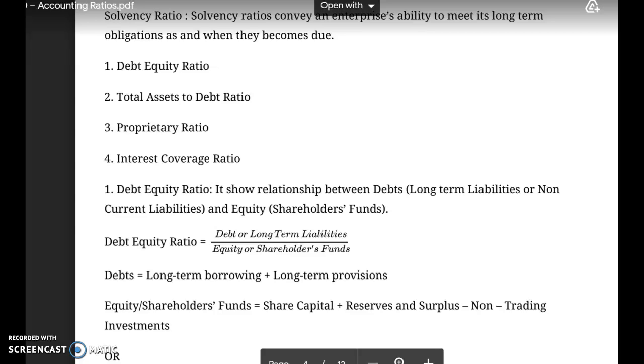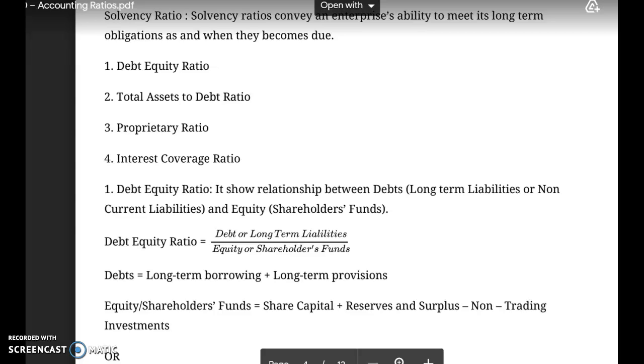Under this, in our syllabus, we have 4 important ratios. First, it is called the debt equity ratio. Debt equity ratio here means a ratio which shows the relationship between the debts. Debts here means long-term liabilities or non-current liabilities, and equity here means the equity shareholders fund. Once again, a ratio which establishes a relationship between the long-term liabilities or non-current liabilities and the equity shareholders fund is known as the debt equity ratio.